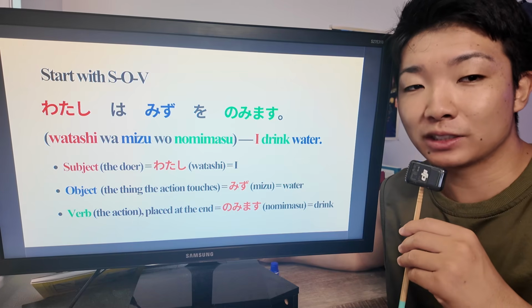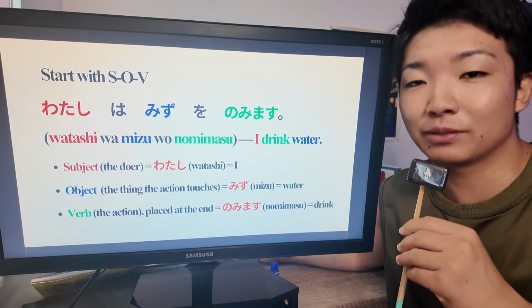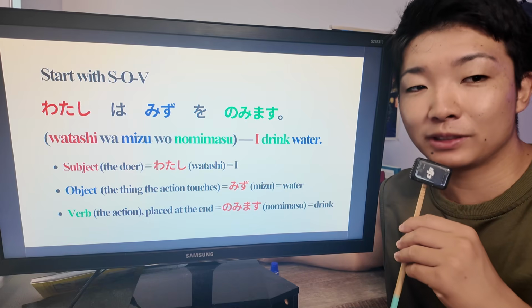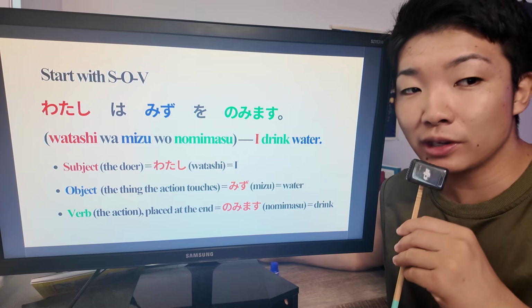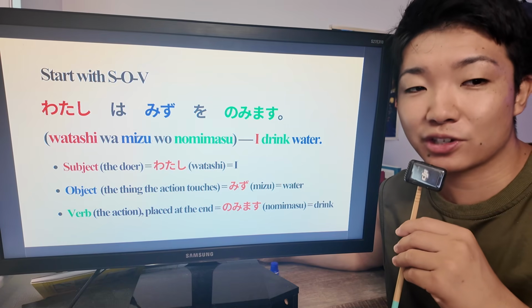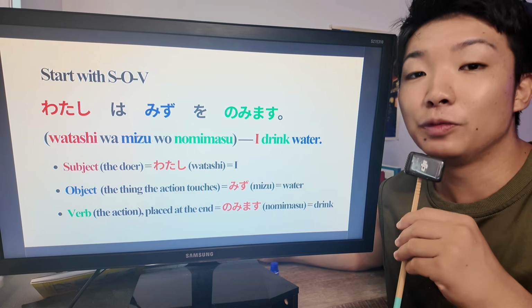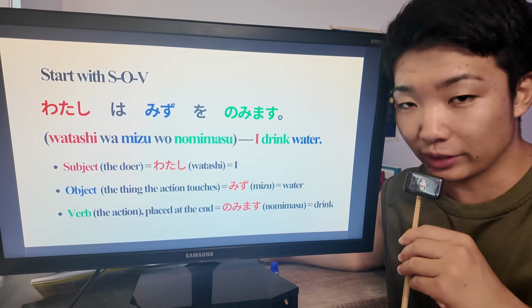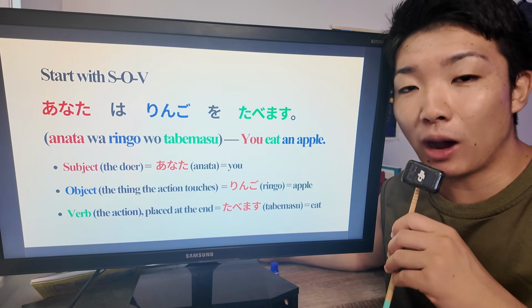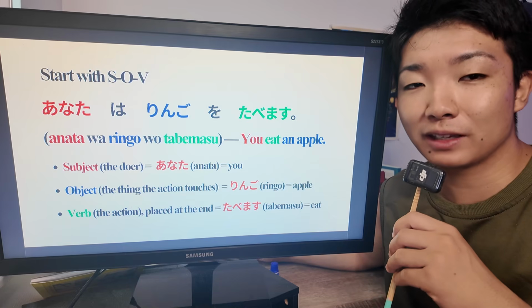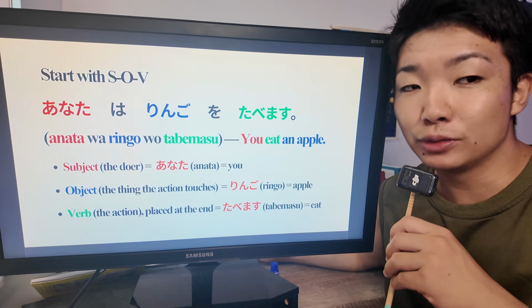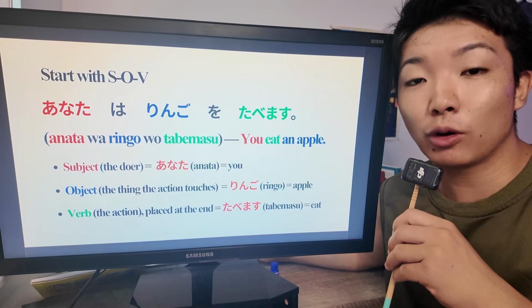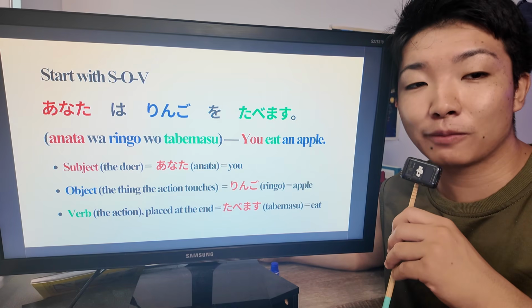The subject, which is the doer, is 私, it means I. The object, which is the thing the action touched, is 水, it means water. And the verb, the action, is placed at the end: 飲みます, it means to drink. Another example is あなたはリンゴを食べます, it means you eat an apple. Subject あなた, you. The object リンゴ, apple. The verb 食べます, to eat.